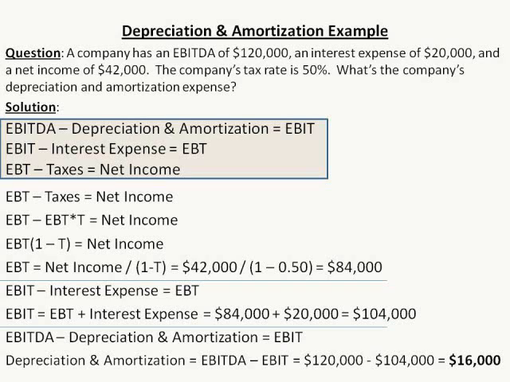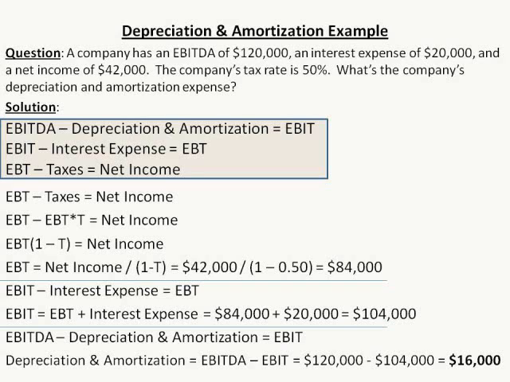So the taxes, how do you get the taxes? Well, you take the EBT and multiply it by the tax rate. So T here stands for the tax rate. EBT minus EBT times the tax rate equals net income. So I substituted EBT times T in for the taxes. Now I'm going to factor and we have EBT times the parentheses 1 minus T equals net income. Now divide through by 1 minus T on both sides. So EBT equals net income divided by 1 minus T.